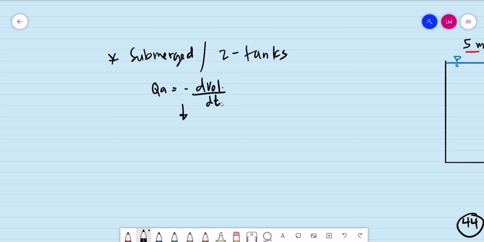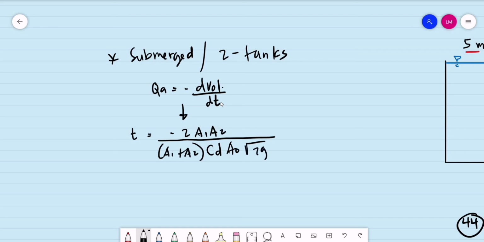Kung i-derive natin yon, so again, ipopost ko na lang yung link ng derivation para dito. Ito yung time is equal to negative twice of area 1 times area 2, this is divided by area 1 plus area 2, multiplied by the coefficient of discharge, the area of the orifice, the square root of 2g.